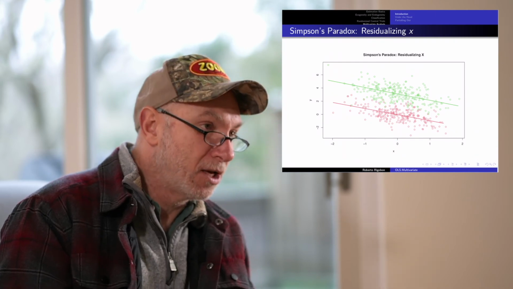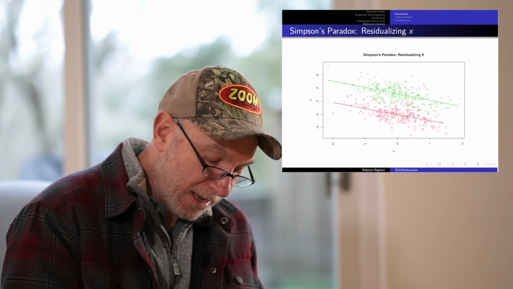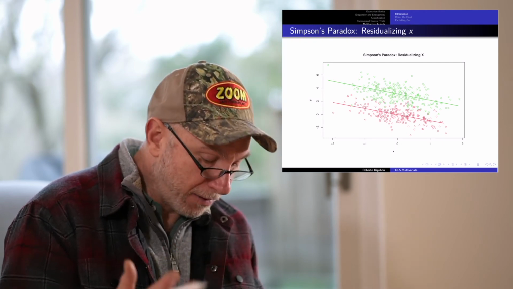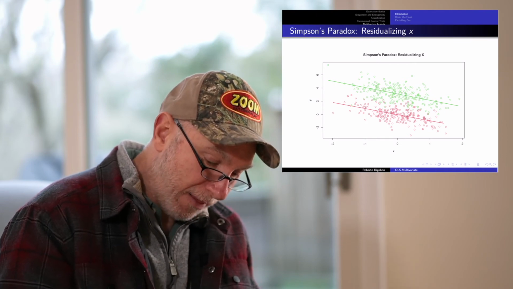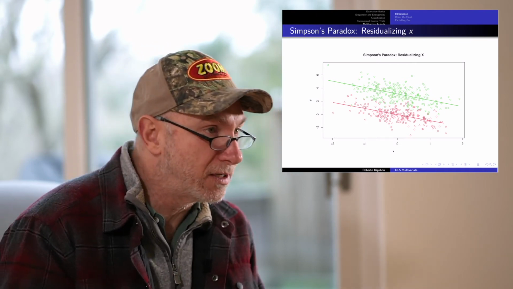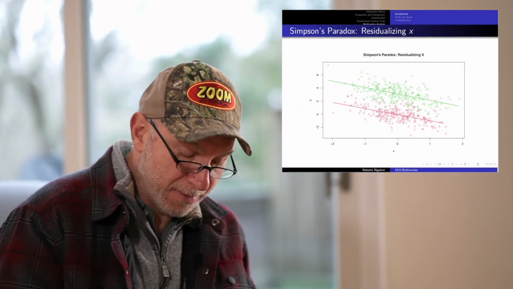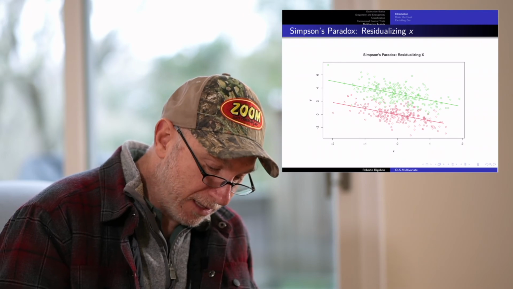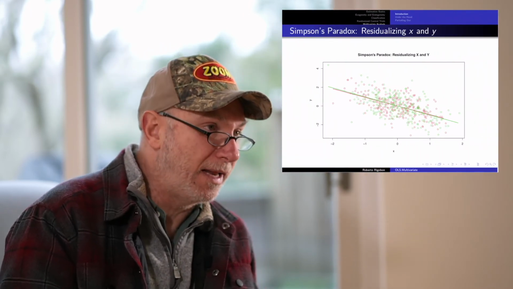residualizing. So if I compute the residuals of x, and I run a regression, so I clean up all the impact that z has on x, this is the new data, how it looks like, and now you can see that the two slopes are identical. If you perform the same residualizing on the y's, actually then the two lines will be completely aligned.